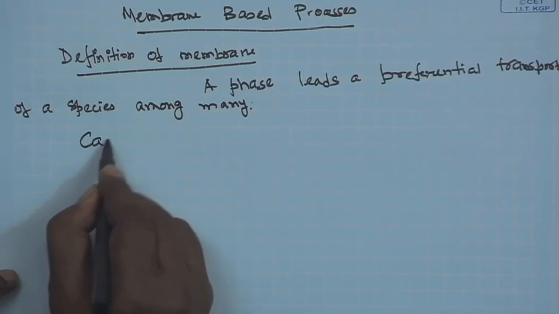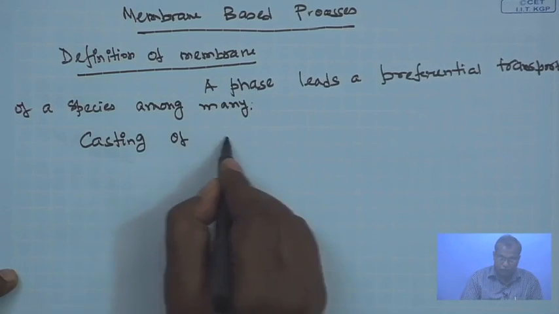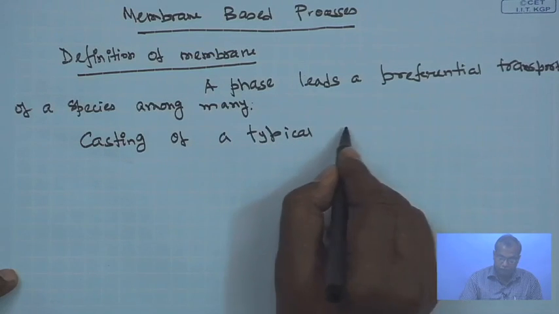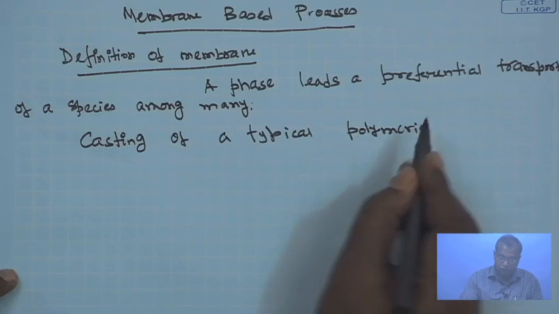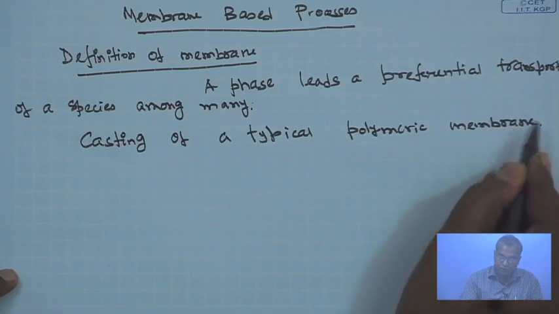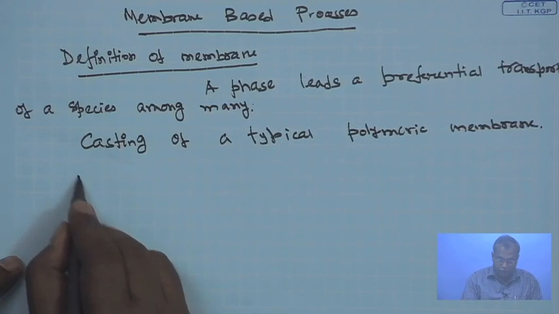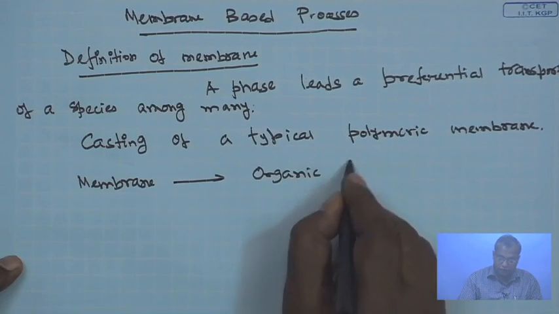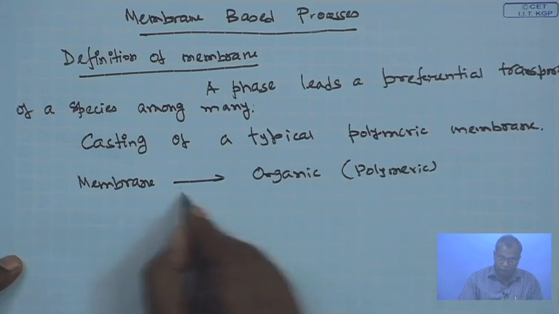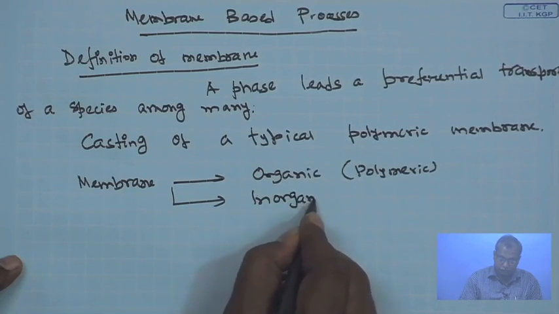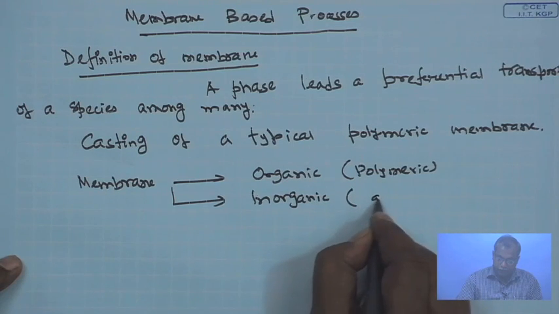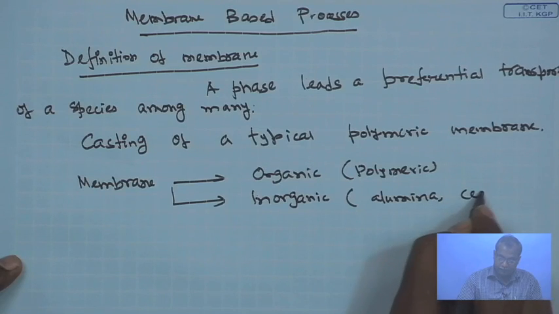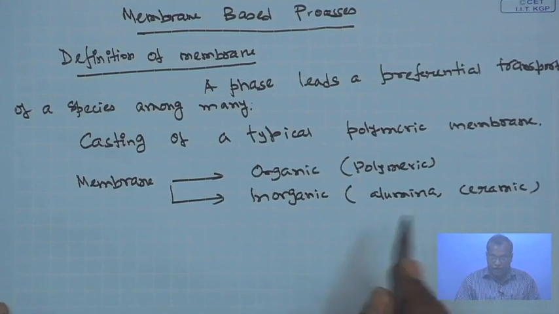Before going into the fundamental transport mechanisms of the membranes and categorization of the various processes, first look into the typical casting process of a membrane, casting of a typical polymeric membrane. I will be mostly concentrating on polymeric membranes, because membranes can be of two types. They can be organic, like polymeric, or they can be inorganic, like alumina, ceramic, etc.